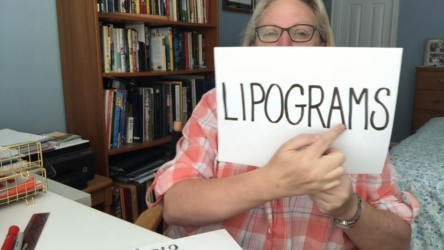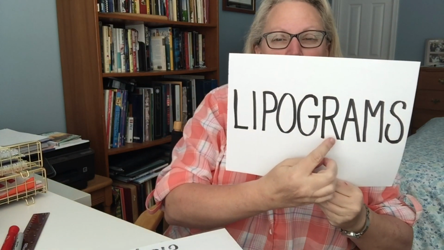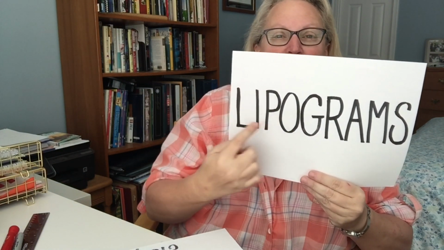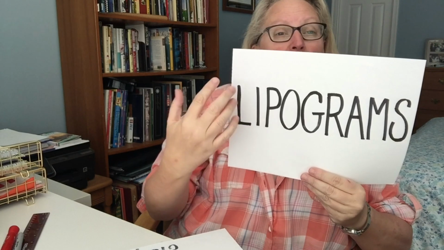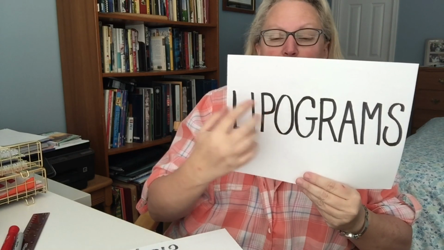So I know you know from weeks past that grams refers to letters or words, and this means left out. So a lipogram is a piece of writing where a letter or letters have been left out. I know it's often helpful to see an example.